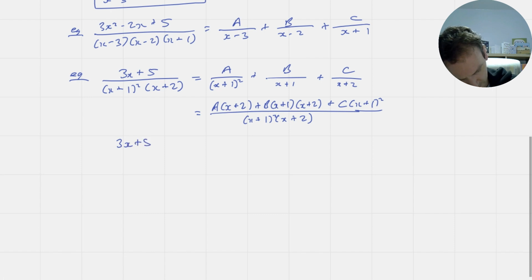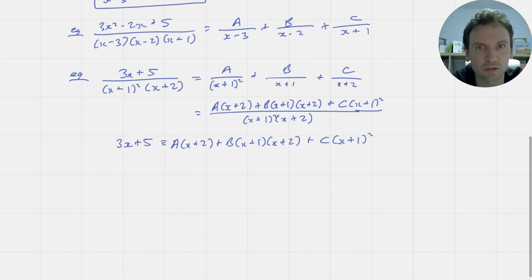So comparing our numerators, we've got 3x plus 5 is identically equal to, and if you just write equals here, it's absolutely fine, examiners accept that. And on this side, we're going to get a(x plus 2) plus b(x plus 1)(x plus 2) plus c(x plus 1) squared. If you wanted, you could use comparing coefficients straight away here, looking at your x squared terms, where we have 0 on the left-hand side, our x terms and our constant terms. But that means we need to do a bunch of expansion in the first place. Again, our life's going to be easier if we go for substitution. It's personal preference, but I'd highly recommend the substitution.